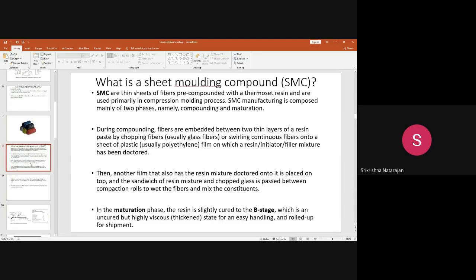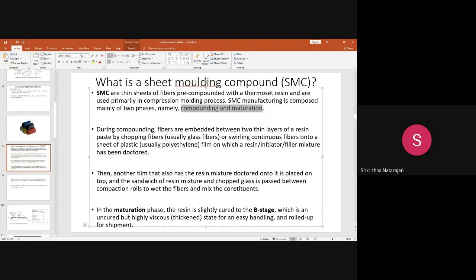And then what is SMC? SMC is something which is a thin sheet. It is the sheet molding compound. From the name itself, you can understand something is molded in the form of a sheet. Okay, so these are the thin sheets which are pre-compounded with the thermoset resin and are used in the compression molding process. There is a process where the SMC is prepared, which involves two phases, which are the compounding and maturation.